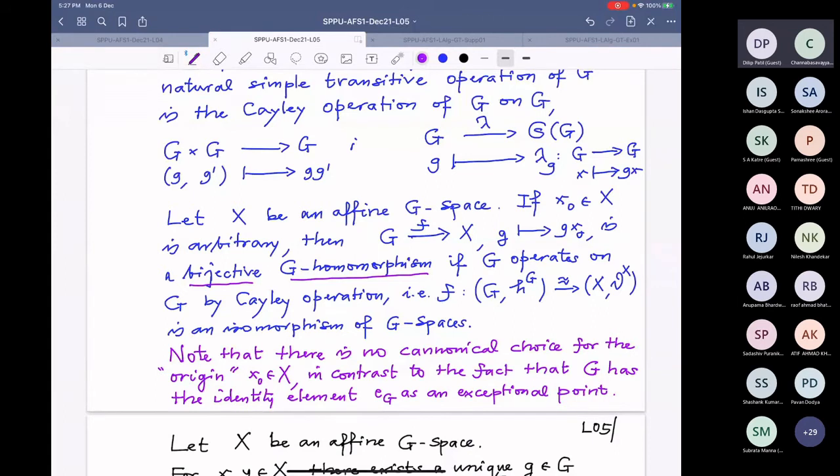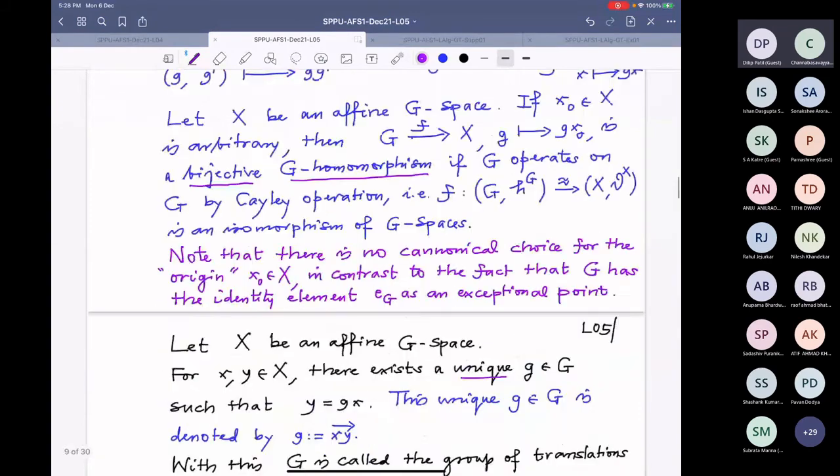So therefore, we know all simple transitive operations of a group. It's very important to note here, the crux of the matter is that the simple looking Cayley operation contains a lot of information. One says it is very simple and one didn't bother much about it later. So Cayley was an originator of modern group theory. All right.